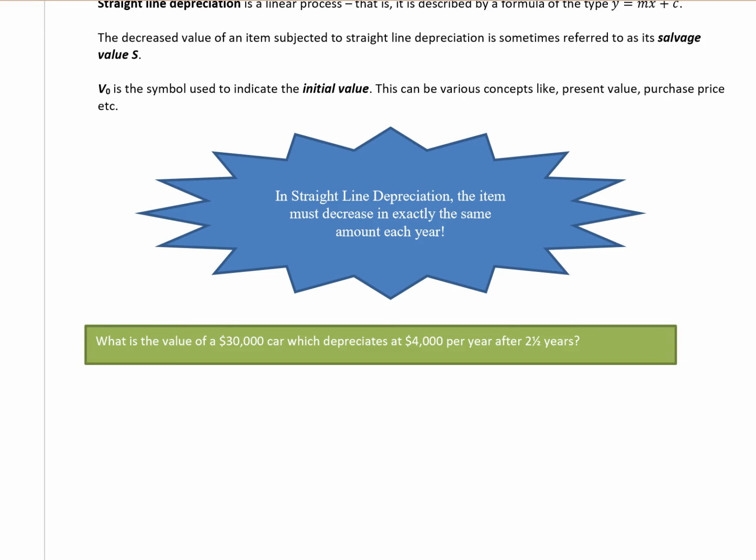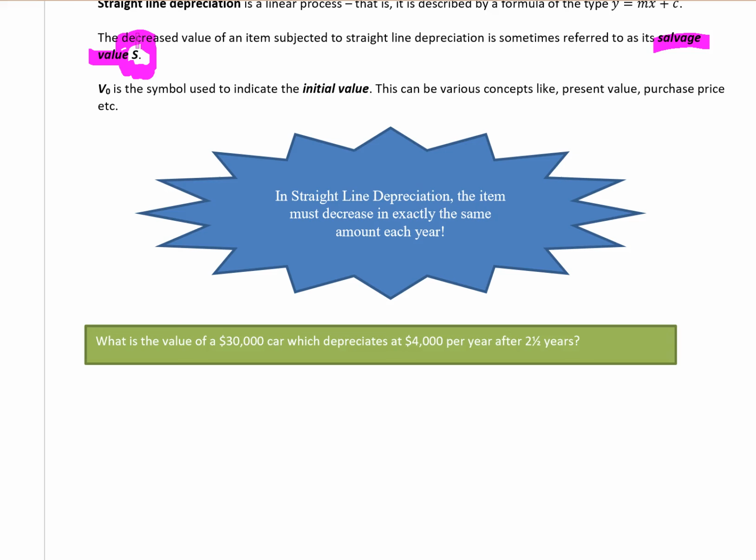There's a term called the salvage value. We use the symbol S in the equation to represent the salvage value, and what that means is it's the value at any particular time. S is the value at some particular time.